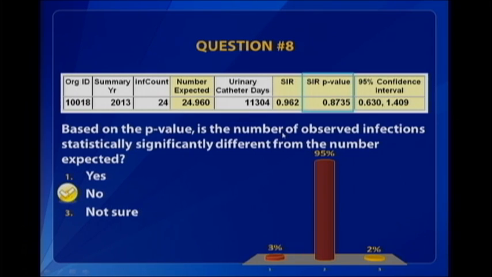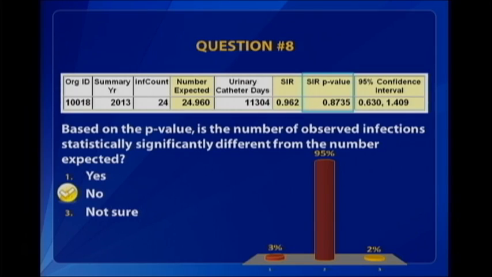Now, I will just add here, as I'm looking at this, that if we were to multiply everything by 10, so let's say we observed 240 infections and we expected 249, our SIR would be the same, but more than likely we're going to see a significant difference. It's because the volume of data is much greater. We have more precision because we had more exposure.